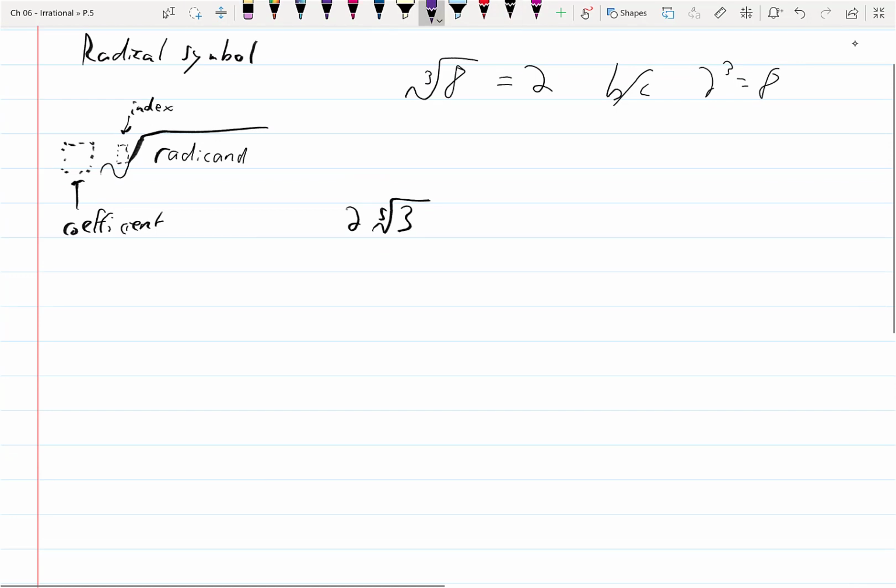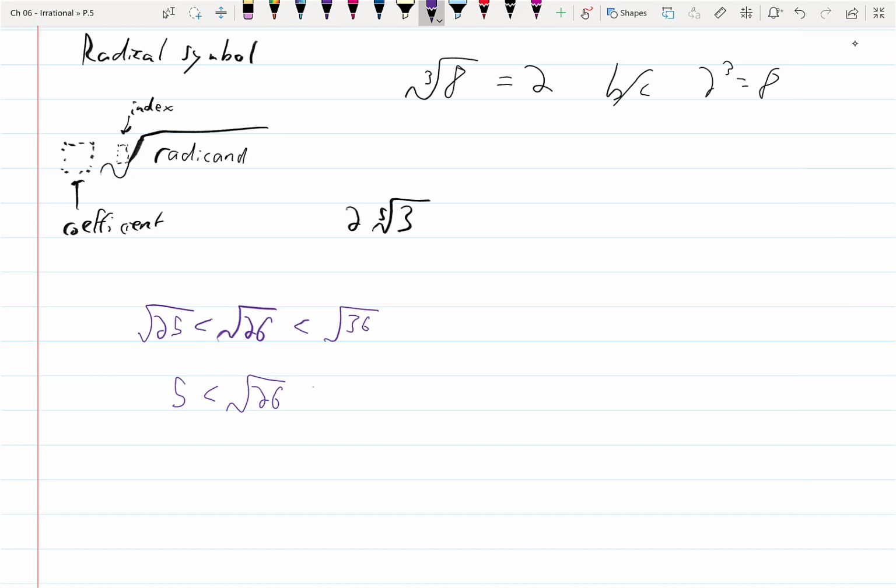It's also worth noting that you do have an ability in your head to approximate radicals. If I asked you what radical 26 is, I wouldn't expect you to know its decimal value, but I would expect you to know that it is in between radical 25 and radical 36, probably closer to radical 25. So I would want you to know that 5 is less than root 26 is less than 6, which would make root 26 be about 5 point something.